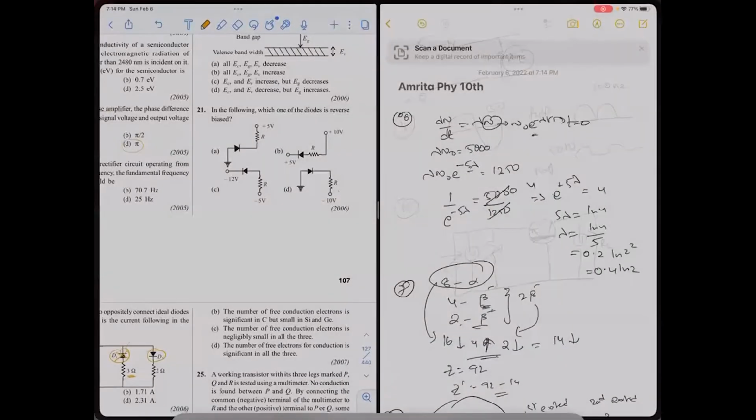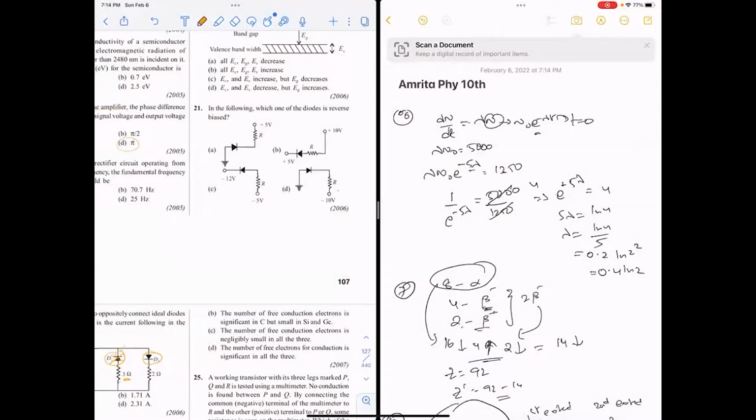Thank you. 21. In the following, which one of the diode is reverse biased? So +5, 0. So this one is what? Reverse bias. +5 to this, 0 to this. If you see here, this is +5 is fine, but this is more, no. So basically the difference matters. This one -10, 0. So 0 is more than -10. Again, this is forward bias. So -12, -5. -5 is more than -12. So forward bias.